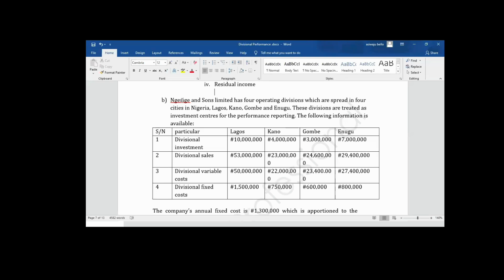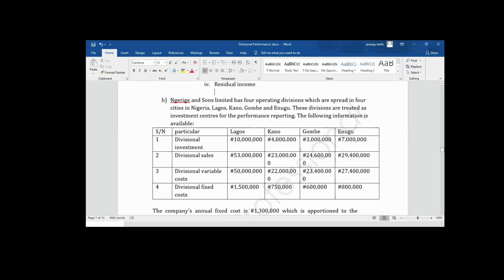Number 4, divisional fixed costs. For Lagos, we have 1.5 million naira. For Kano, 750,000 naira. For Gombe, 600,000 naira. For Enugu, 800,000 naira. The company's annual fixed cost is 1.3 million naira, which is apportioned to the divisions on the basis of sales.